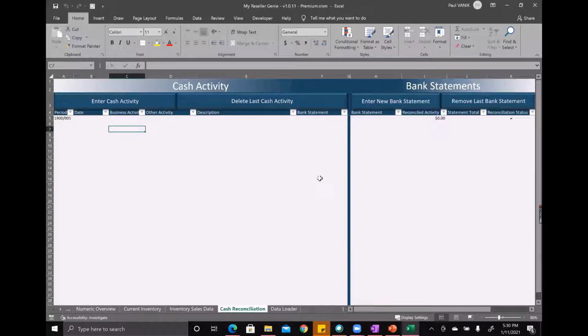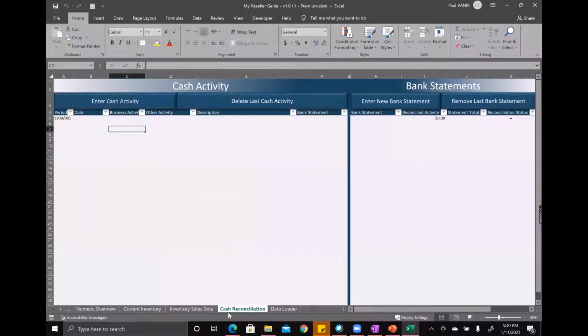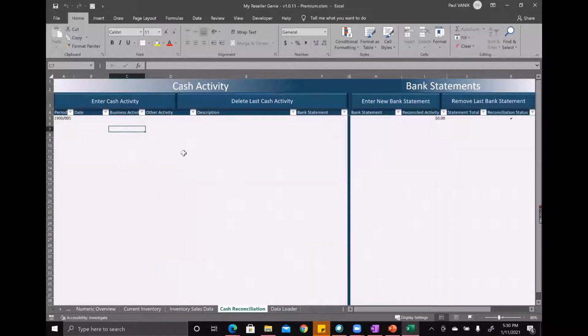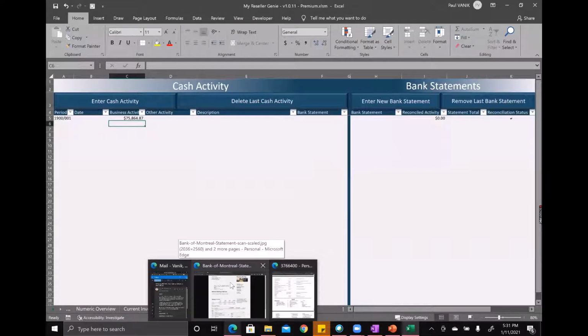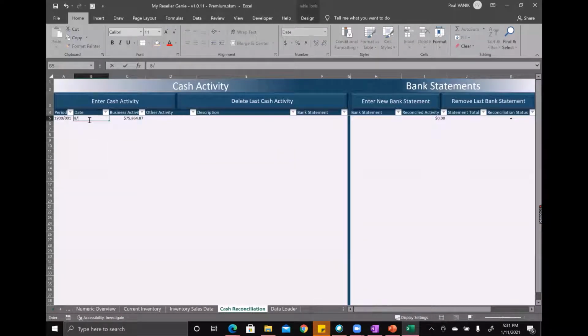Okay, so what I'm going to do is enter from this bank statement into My Reseller Genie. The first thing is this opening balance here, $75,864.87. Since I don't have any detail for how I got to that number, I'm just going to enter that as an opening balance. 75,864.87. I think that's what it was. Yep. Okay. And that was on August 1st, 2020. Excuse me, 2017.